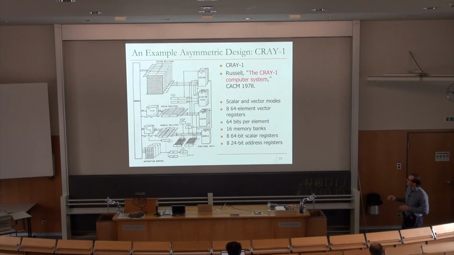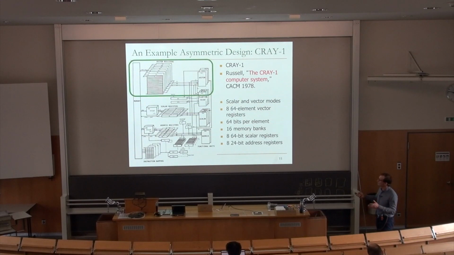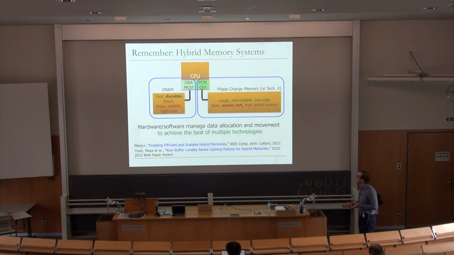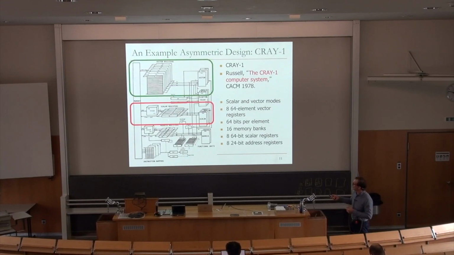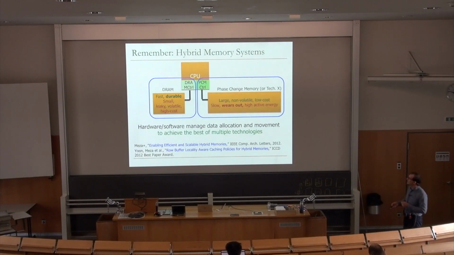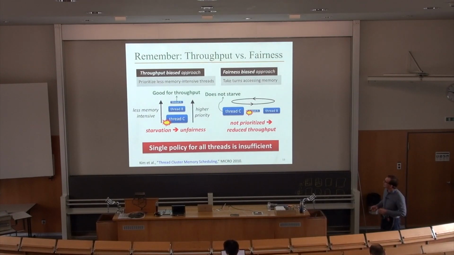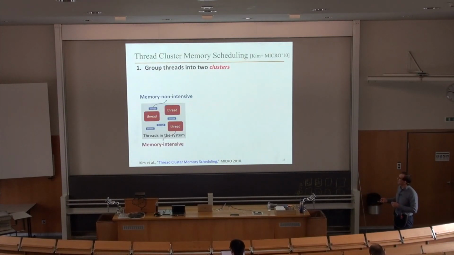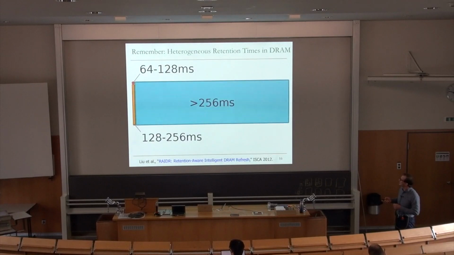Okay, this was an example, asymmetric design. I like putting it over here because it's one of the first examples that you've been introduced to perhaps in the design of machines. So you have these vector registers, vector part of the machine, and a scalar part of the machine. And the scalar part was much faster than any other scalar machine of its time, as we've discussed before. Hybrid memory systems, again, heterogeneous by definition. This is thread cluster memory scheduling, and you can see heterogeneous policies over here, and we already discussed these. So this is just to jog your memory.